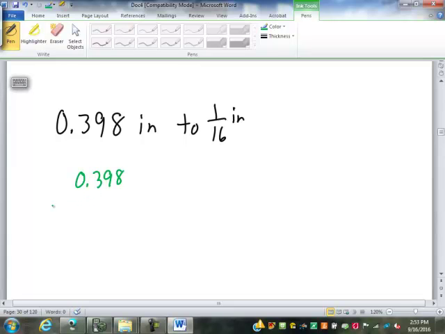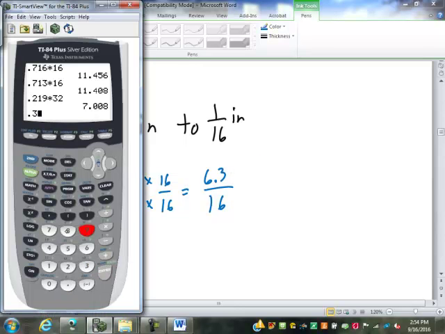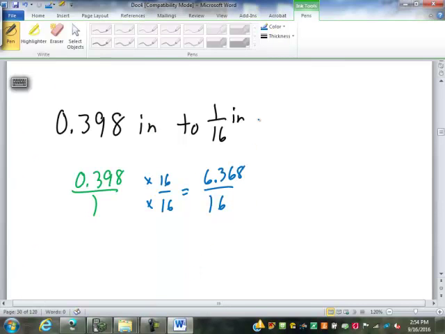So we make it 0.398 over 1, and then times 16 on top and bottom, and we get, what, 6 point something? 6.368, right? So we're between 6/16 and 7/16. Which are we closest to?